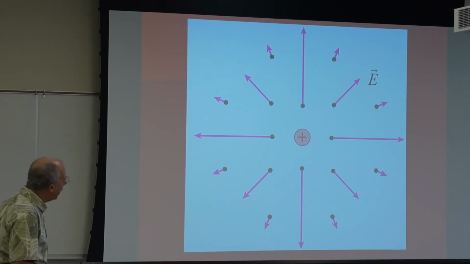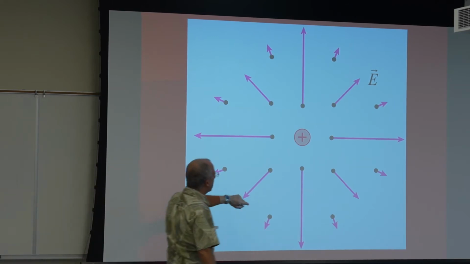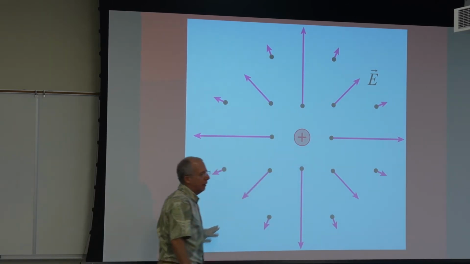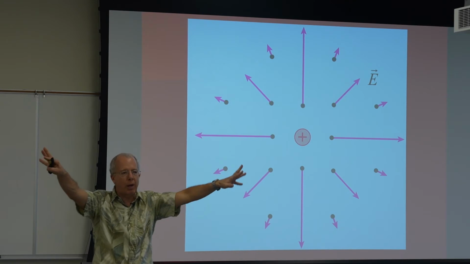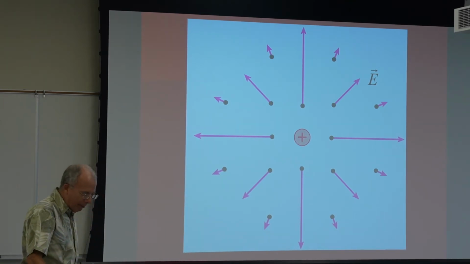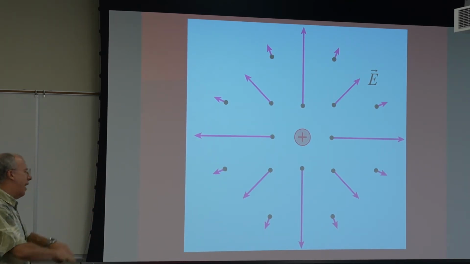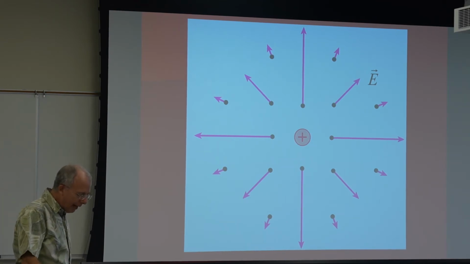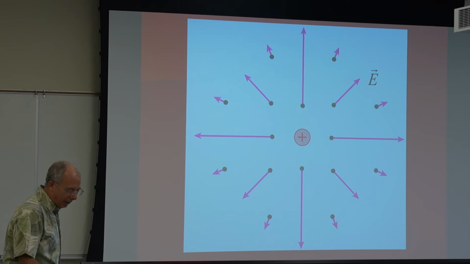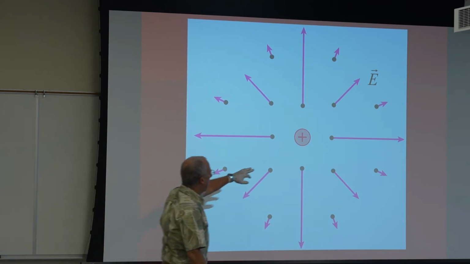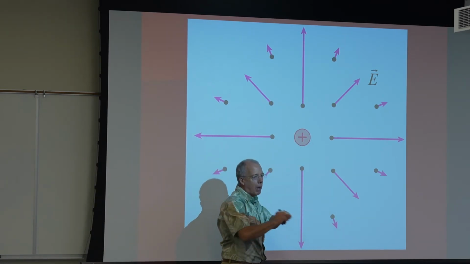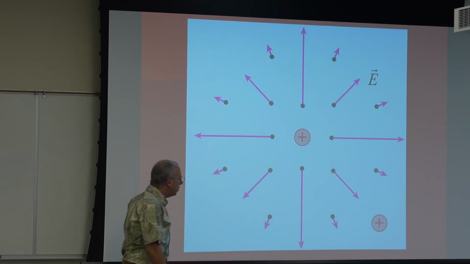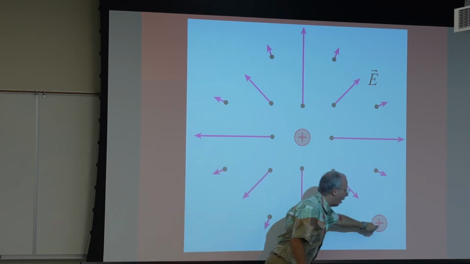All right, now here's the thing. You have this charge, it creates this E field, and the E field propagates throughout space, so it exists everywhere, okay? Now, here's the deal. Here we have this positive charge, creates this E field, which propagates throughout space. Now let's say we put another charge here.